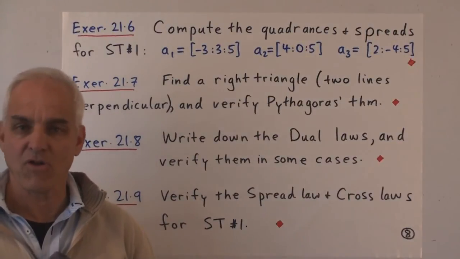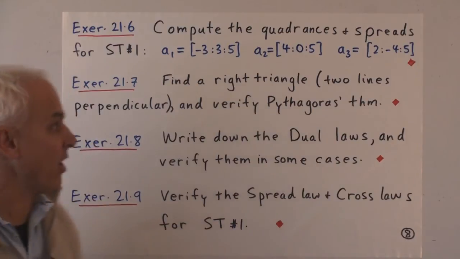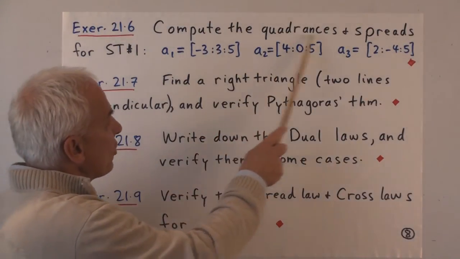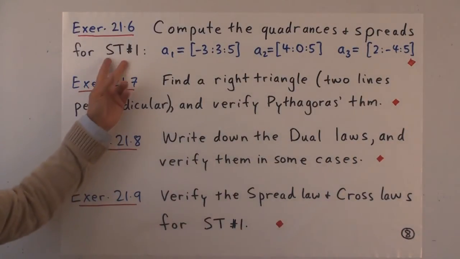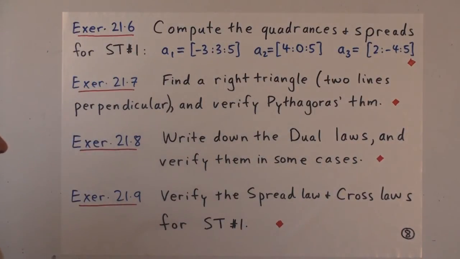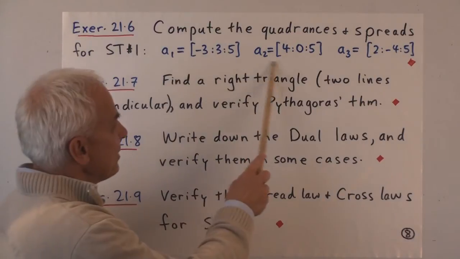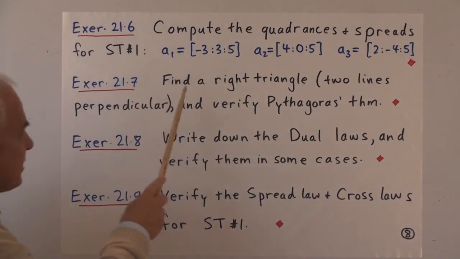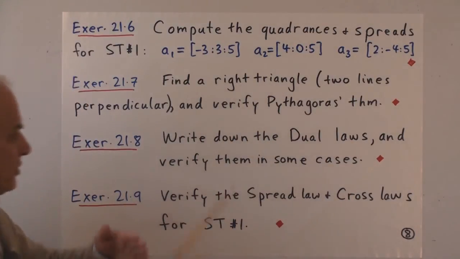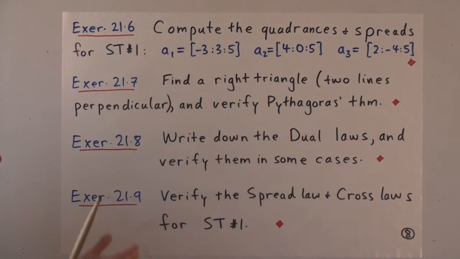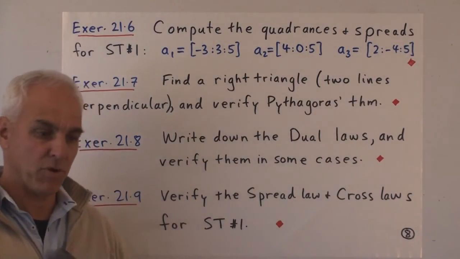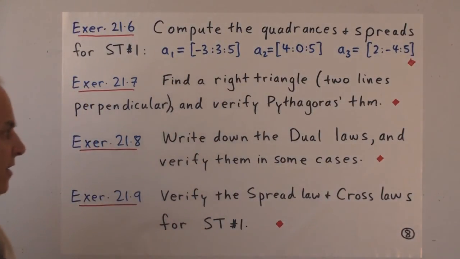And now let's do a little bit of computation to verify some of the laws. So in this exercise, I ask you to compute the quadrants and spreads for our first standard triangle. I remind you that's the triangle which has these 3 as its points. Second exercise here, find a right triangle, in other words, one with 2 lines perpendicular. Find any one, and verify Pythagoras' theorem. Compute 3 quadrants, check that they satisfy the Pythagoras' theorem.